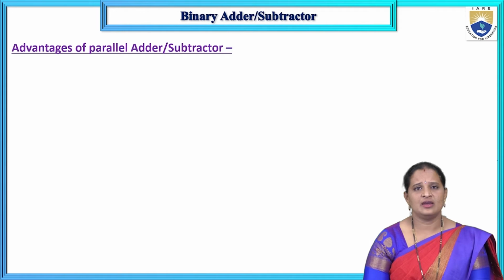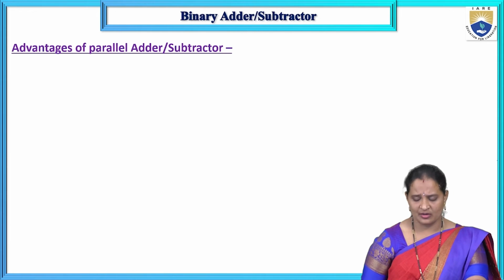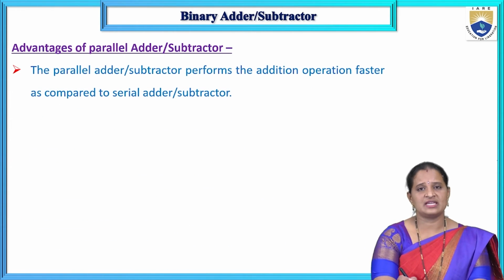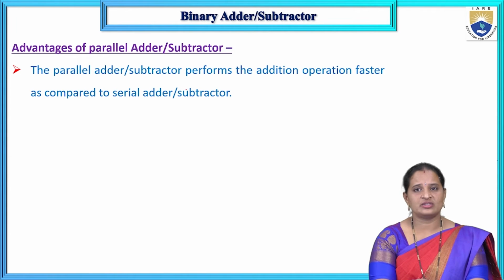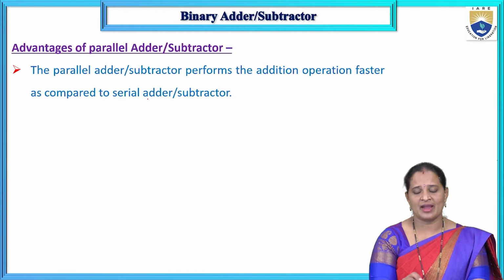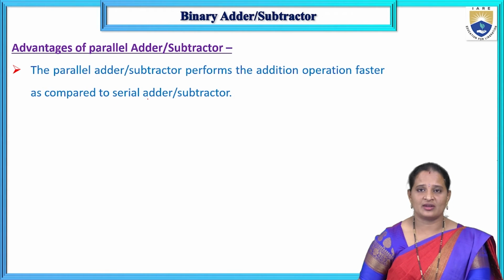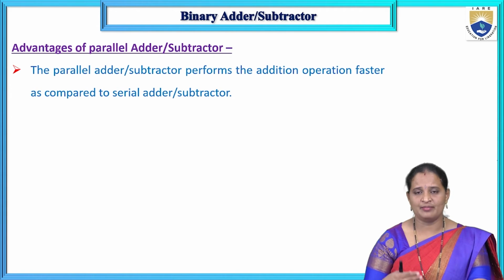So now let us see the advantages of the parallel adder or subtractor. What are the advantages? Why are we going for a parallel adder? Why are we performing the addition and subtraction in parallel? The first advantage is that the parallel adder or subtractor performs the addition operation faster as compared to the serial adder or subtractor, because in a serial adder, all the bits are applied bit by bit.